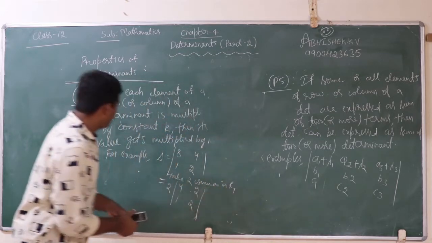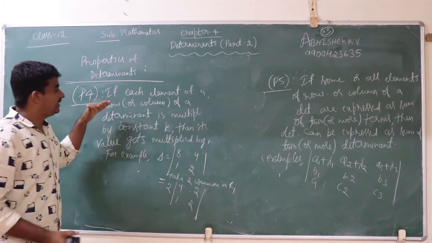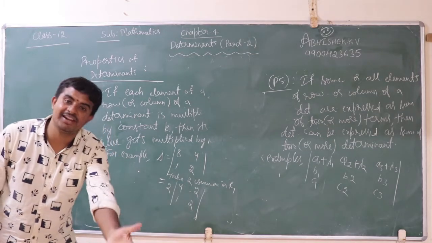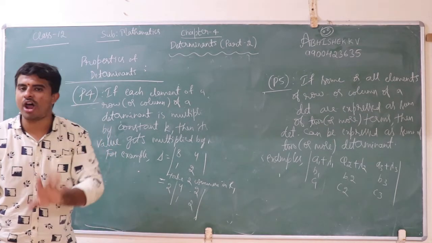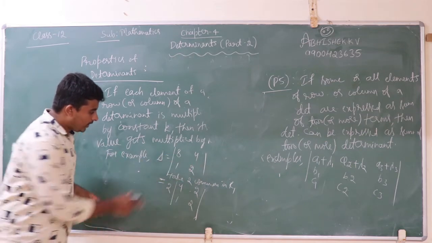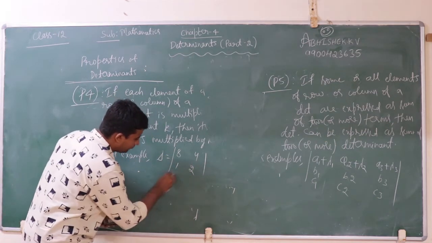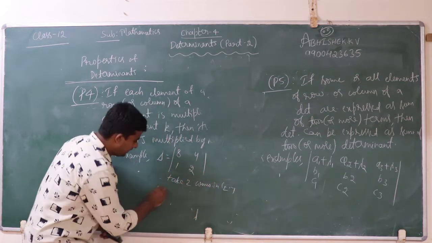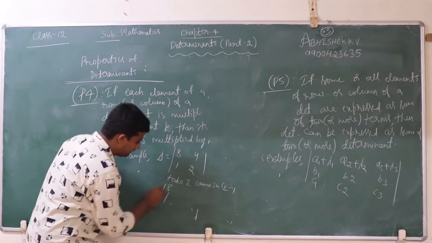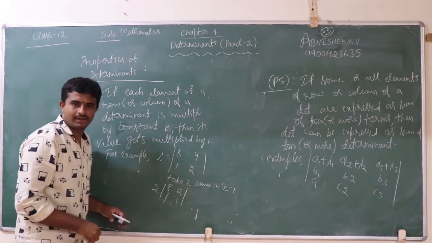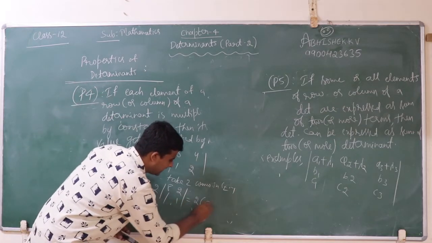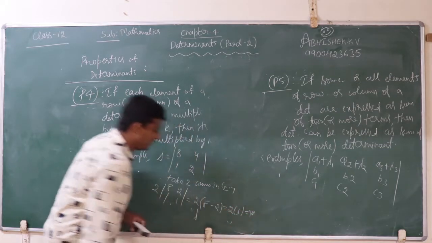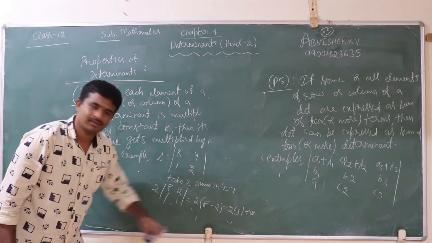Here the property says if each element of a row or a column, it may be a single row, it should be a single row or a column. See here, take 2 common in C2, then C1 remains the same, then 2 into 2 twos are 4. Again, 2 into 8 ones are 8, minus 2 ones are 2. This is equal to 2 into 6, which is equal to 12.